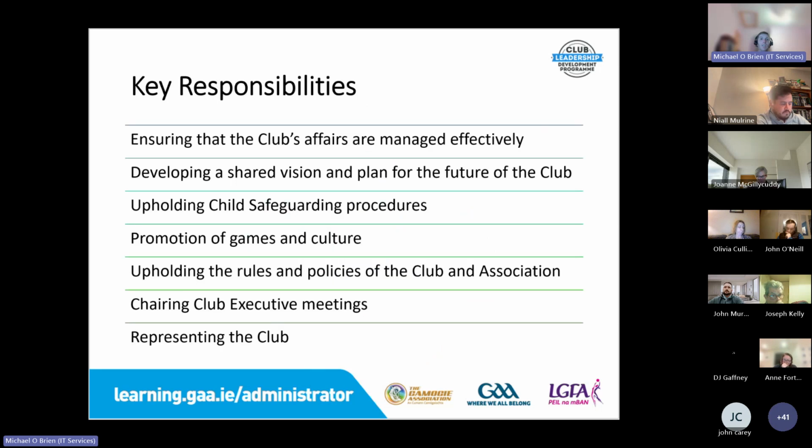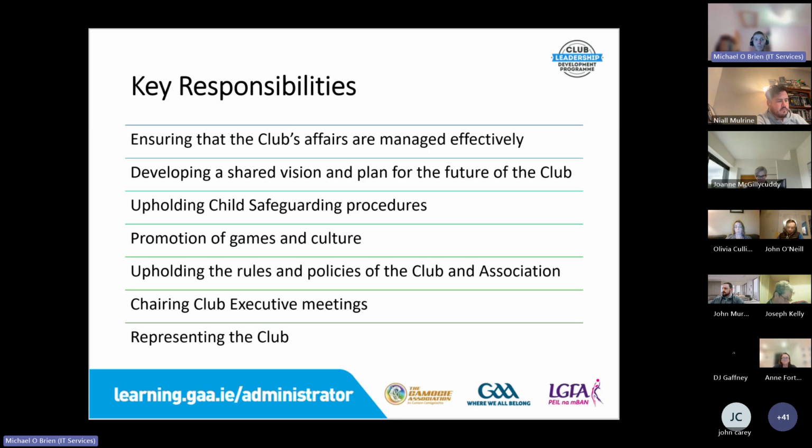Some of your key responsibilities are ensuring that the club's affairs are managed effectively, and developing a shared vision and plan for the future of the club. One of the key objectives as a chairperson is to make your club a little better. Within your term as chairperson, your objective should be: it's better when I left than when I started. So you have to develop a shared vision and plan for the future of your club.